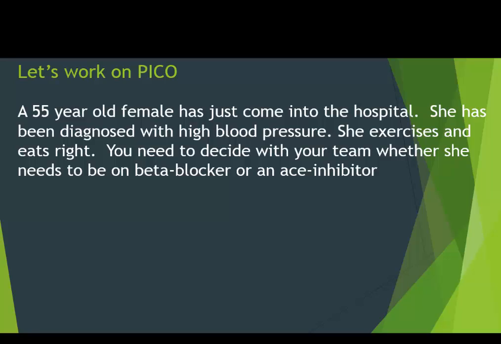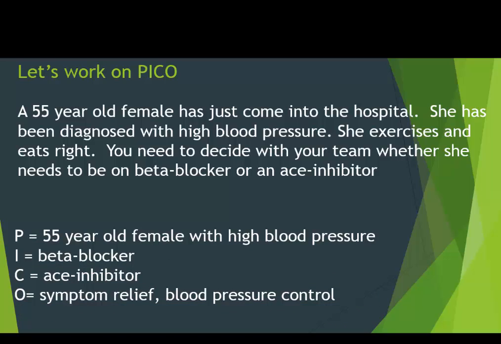The intervention you want to introduce is beta blocker, and you want to compare it to ACE inhibitor. The I and C in this situation are interchangeable. O, the outcome, is you're looking for symptom relief or to keep the blood pressure under control. This is what your PICO would look like.